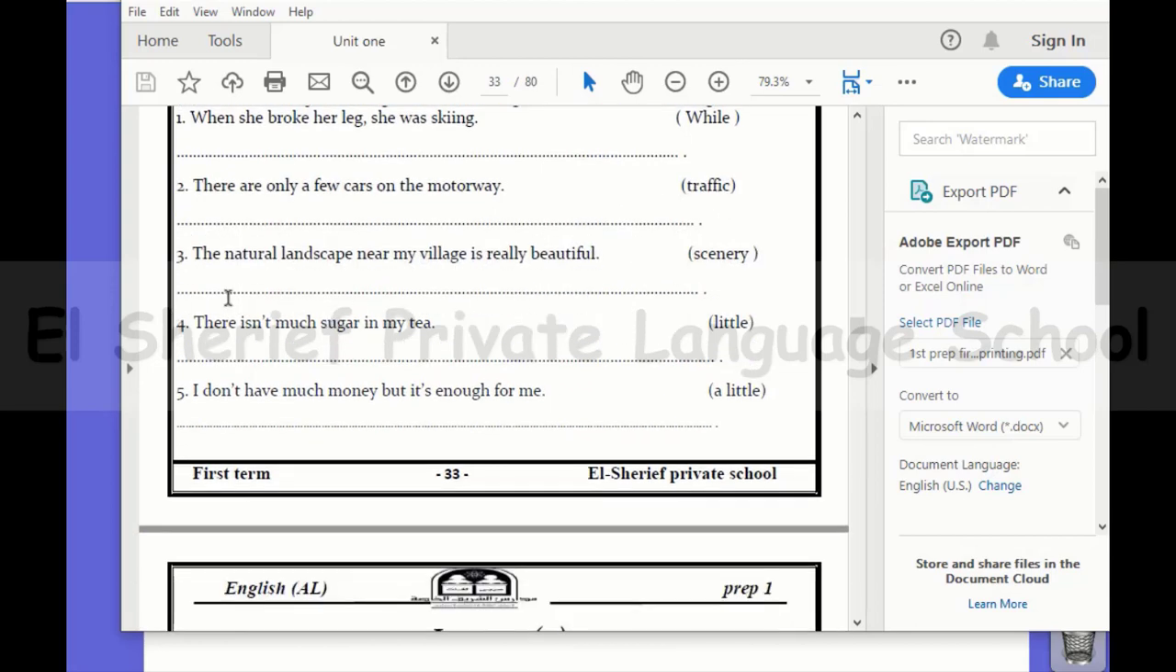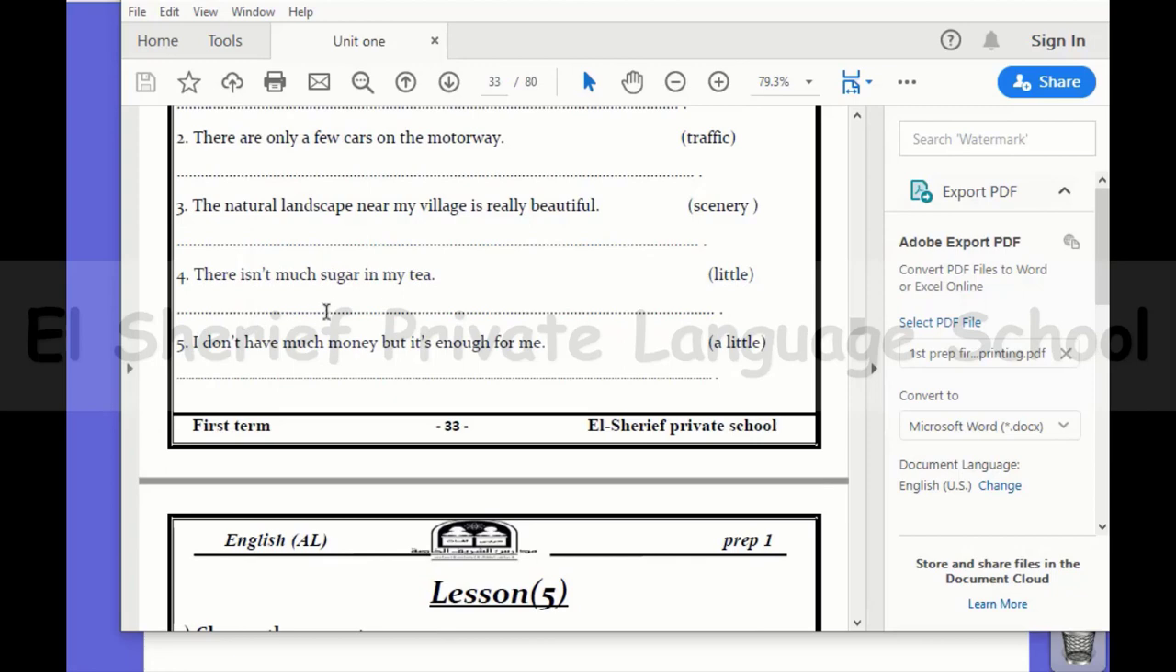Number 3. The natural landscape near my village is really, really beautiful. Use scenery. So, the scenery near my village is really beautiful. Number 4. There isn't much sugar in my tea. Use little. So the answer is, there is little sugar in my tea. Number 5. I don't have much money, but it is enough for me. Use a little. So I have a little money.